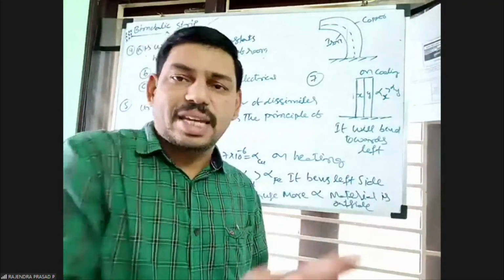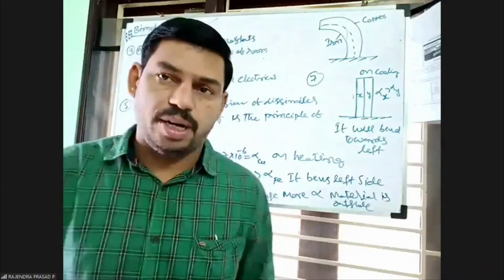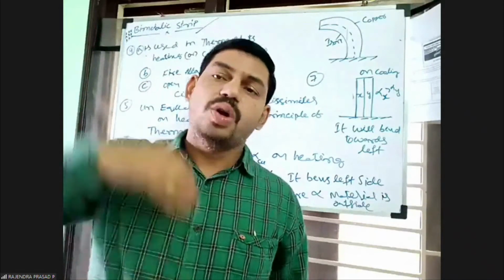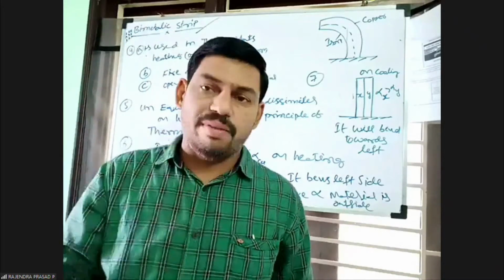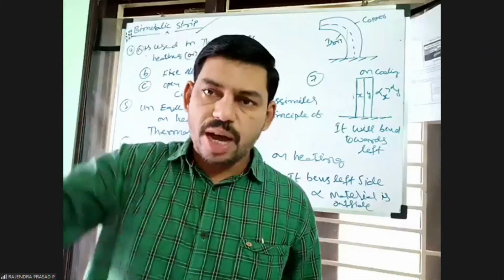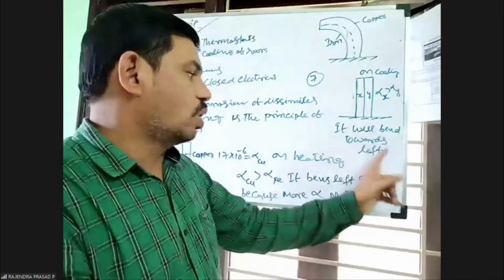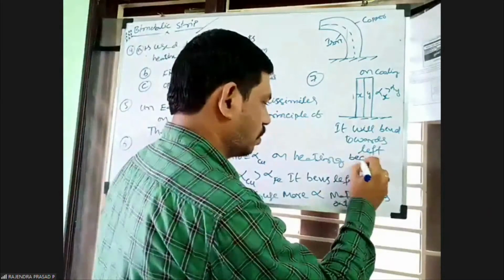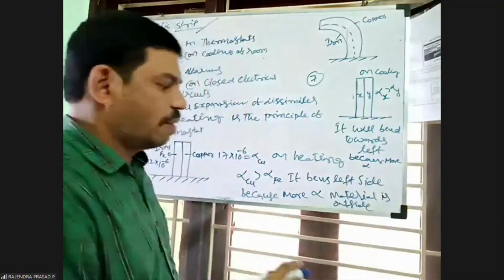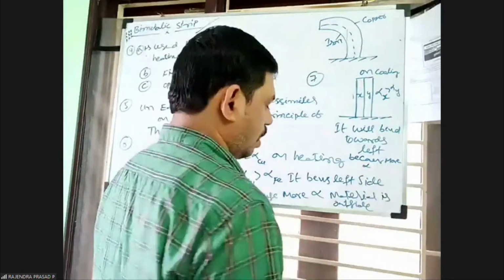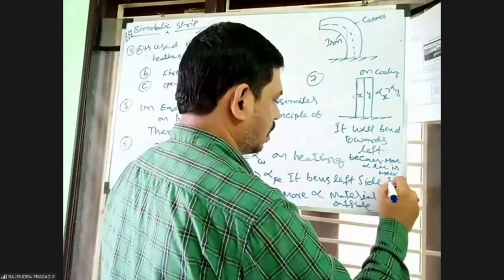Cooling means inner side. So more alpha value is on the inner side. This is very important. On heating, more alpha value is outside, a convex shape. Cooling means concave, heating means convex. Convex means alpha value outside. Cooling means inner side. These are very, very important. So it bends towards left because the more alpha material is on the inner side.